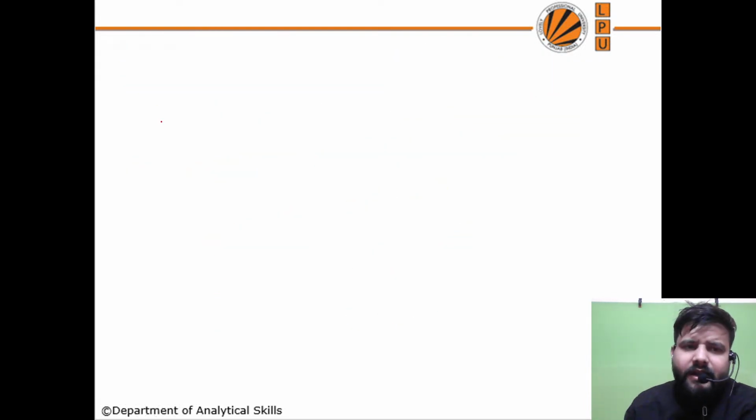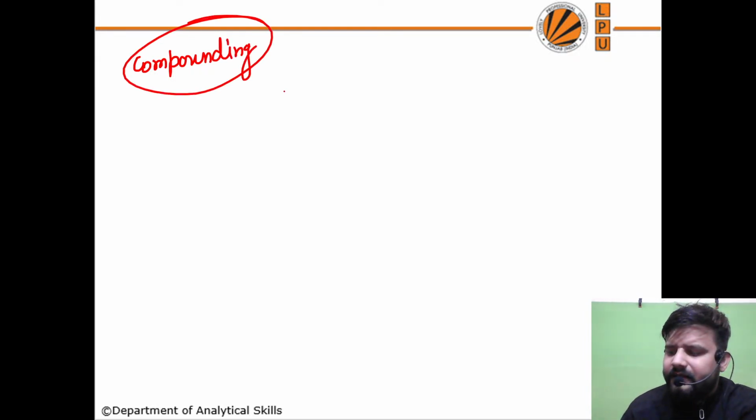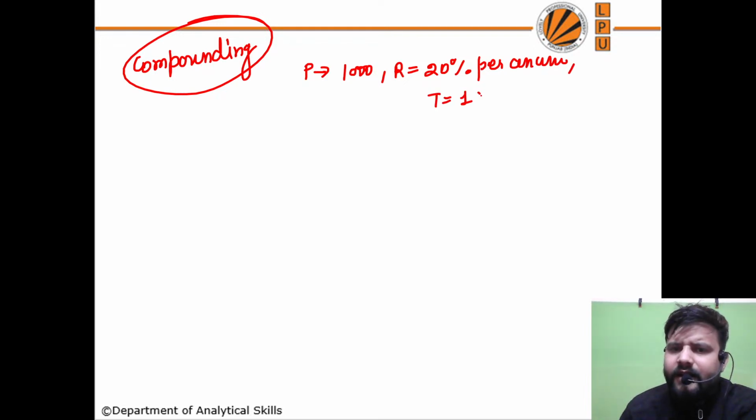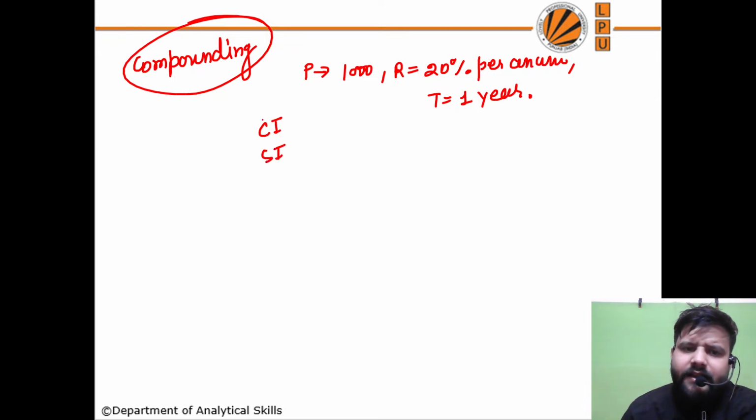Now let's come to compounding. What is compounding actually? Let's say principal is 1000, rate of interest is 20% per annum, and time is 1 year. So they can ask you CI, they can ask you SI. First of all, compounding has no relation with CI. Remember it. Sorry, no relation with SI.